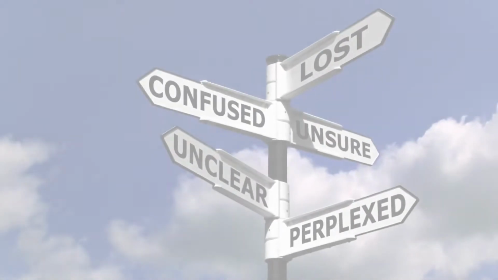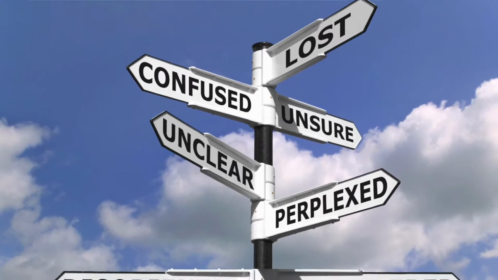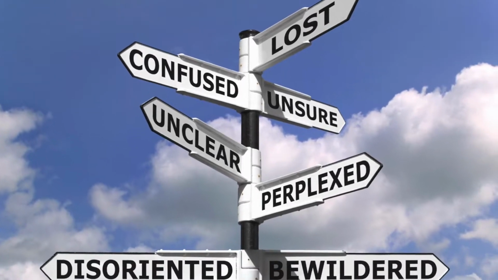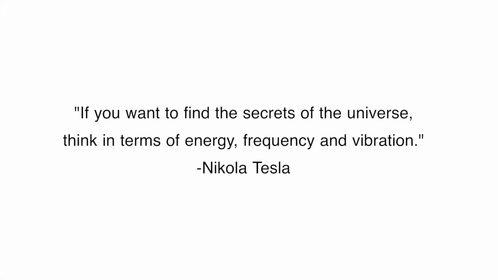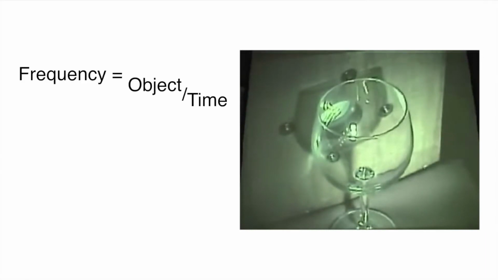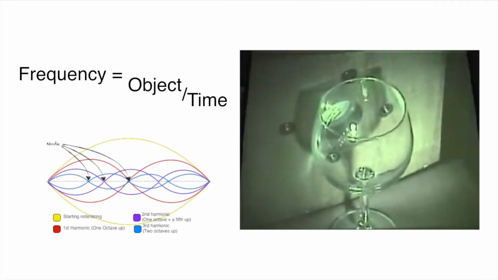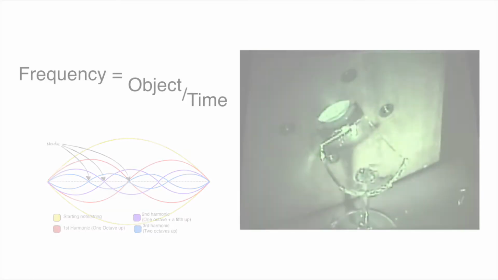All of this knowledge is very powerful, yet it leaves even bigger questions, like what is empty space? Where are the other dimensions? And what is the universe beyond the physical form? If you want to find the secrets of the universe, think in terms of energy, frequency, and vibration. Every object in its basic form is simply a vibrational frequency. Frequency equals one object over time. This means that it is the speed of the frequency's vibration that defines the object.